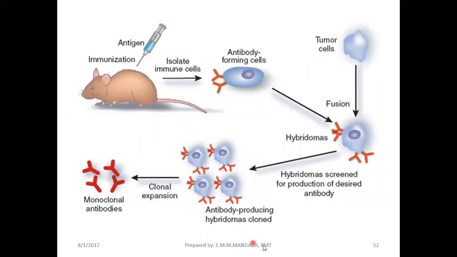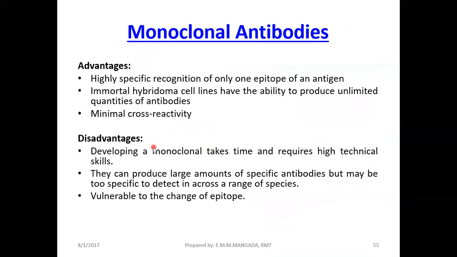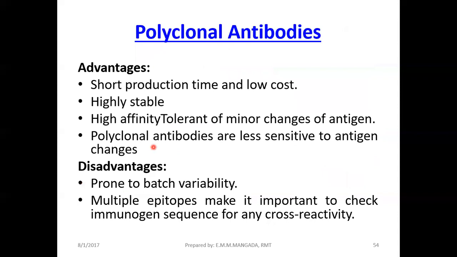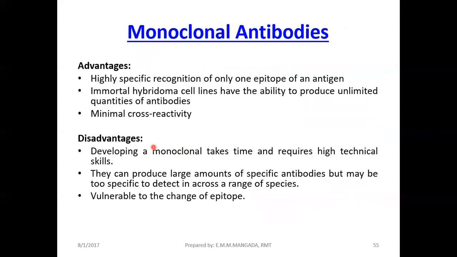Don't forget that the monoclonal procedure is of course costly. Other than that, it's a bit laborious compared to polyclonal antibody production. Why? Because in monoclonal antibody production, we have to first produce our hybridoma, and the hybridomas are the ones producing the desired antibody. Hybridomas are a fusion of antibody-forming cells and tumor cells. And then we have the advantages and disadvantages of monoclonal and polyclonal antibodies.